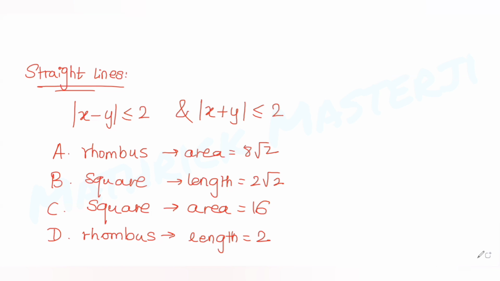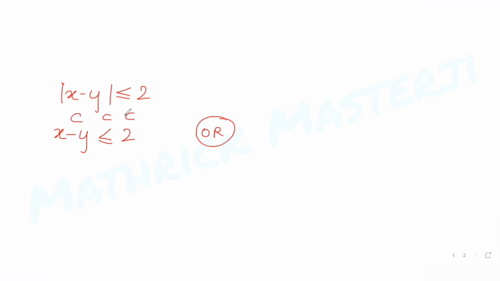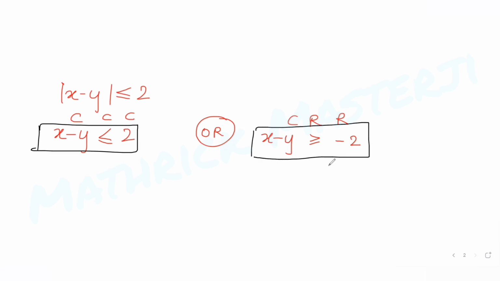So let's see, how do we solve this? First of all, if I remove the mod from x minus y less than or equal to 2, first let's plot this. If I remove the mod, I get x minus y less than or equal to 2. If I use the mechanical approach, copy, copy, copy, and the second says copy, reverse, reverse. So you copy what you have, reverse the sign, and reverse the number. So you get x minus y greater than or equal to minus 2. So you have two lines now: x minus y less than or equal to 2, and x minus y greater than or equal to minus 2. First let's plot x minus y less than or equal to 2.